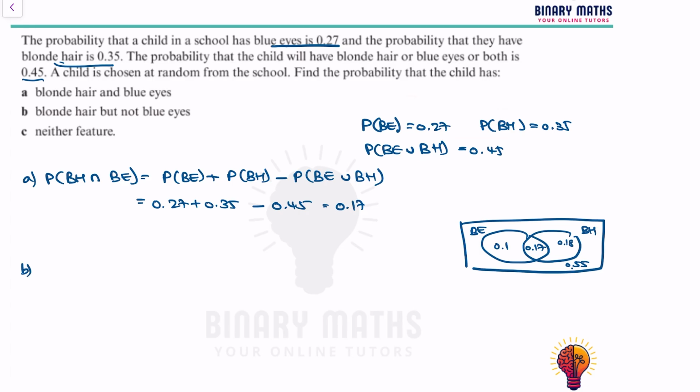Okay, part B, probability of blonde hair but not blue eyes, blonde hair intersect not blue eyes. So blonde hair but not blue eyes is just this part, which is 0.18. And C, neither feature, is not blonde hair intersect not blue eyes, which is the part on the outside, which is 0.55.